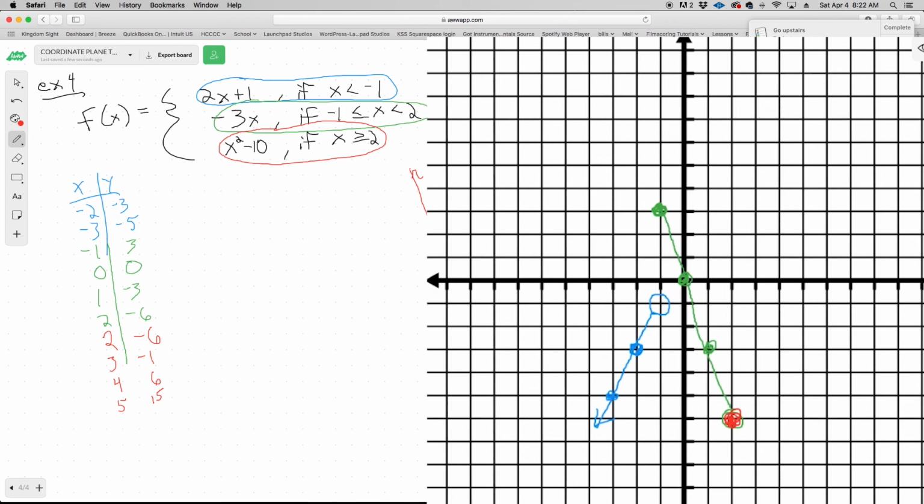2, -6. And remember, the vertex is going to be at 0. Like if I drew this whole parabola, the vertex would be at 0 because it's just shifting the mother function down 10 units. 2, -6. 3, -1. 4, 6. 5, 15 goes up there. So this graph looks like this. Okay, it's kind of curvy. This is what your piecewise function will look like.